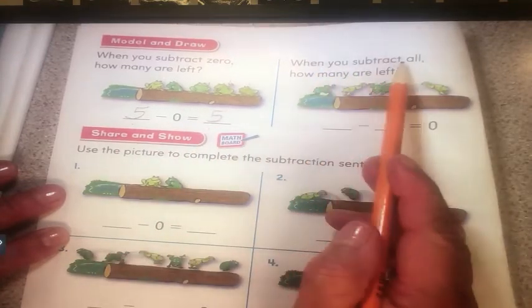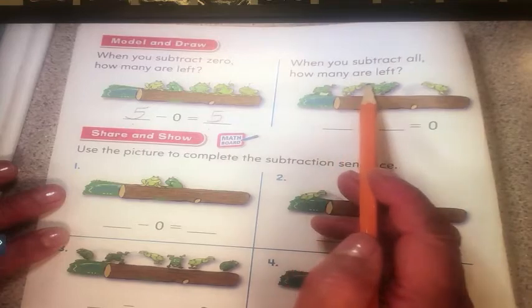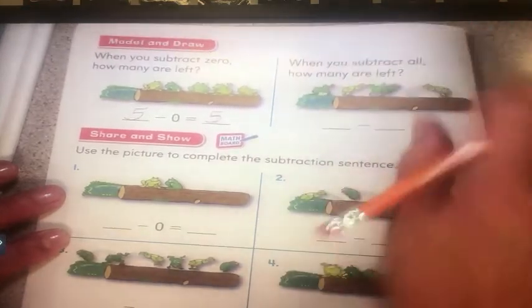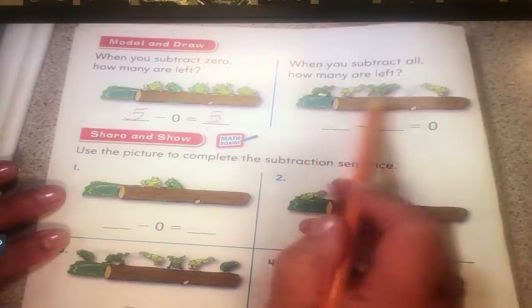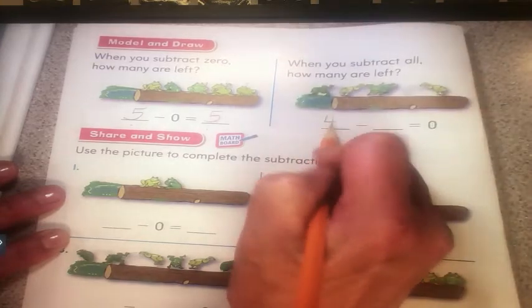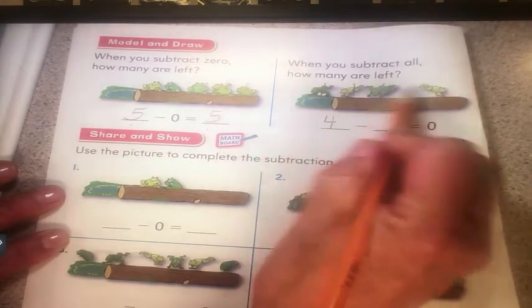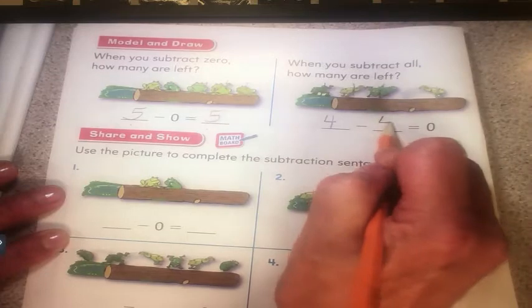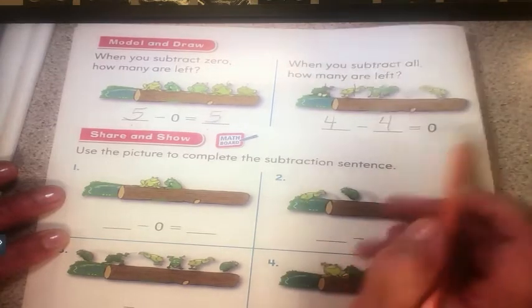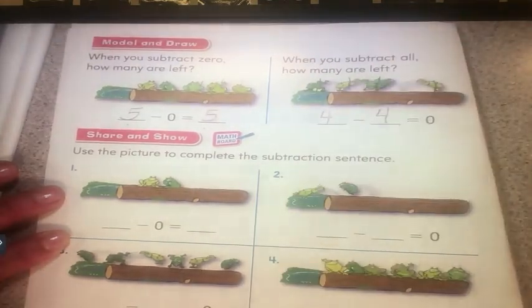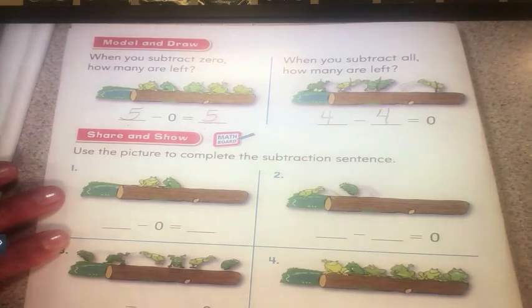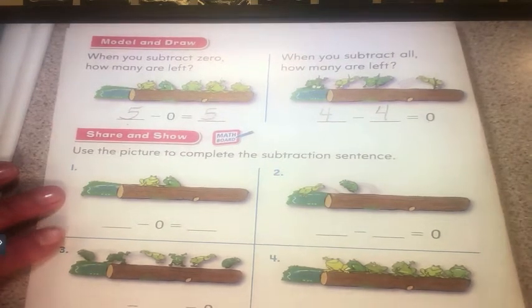When you subtract all, how many are left? Well, let's see how many there are. 1, 2, 3, 4. And you take away 1, 2, 3, 4. How many are left? 0. Again, if you have a number and subtract that same amount, you're left with 0.